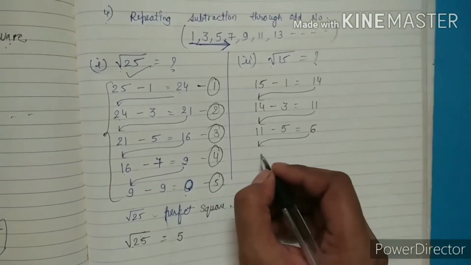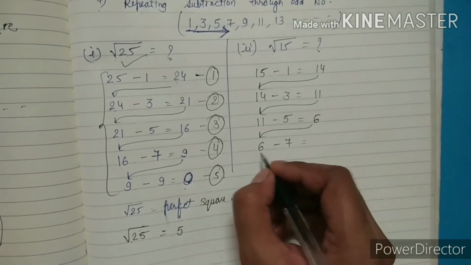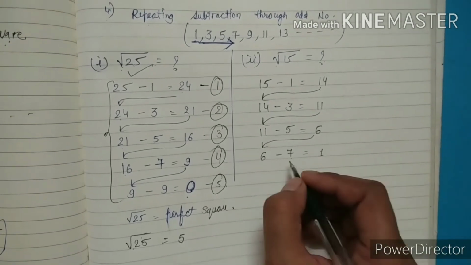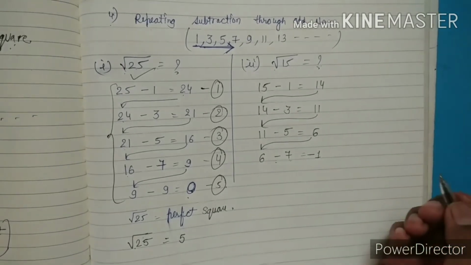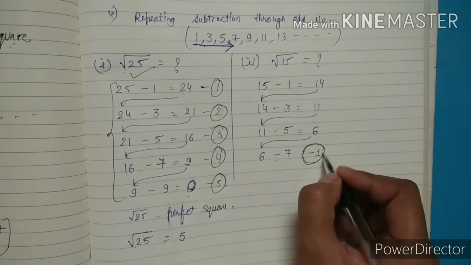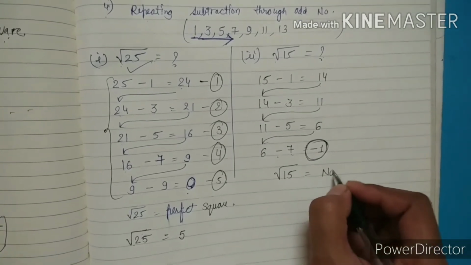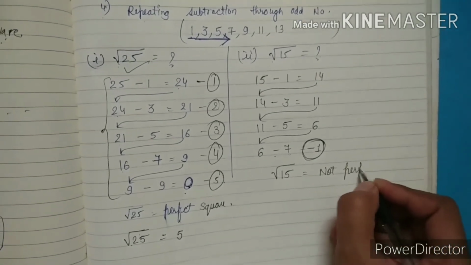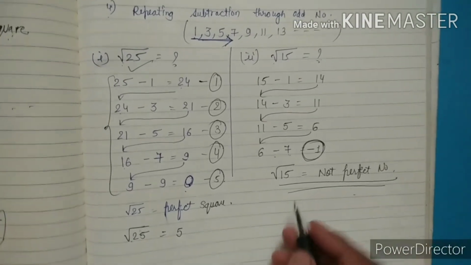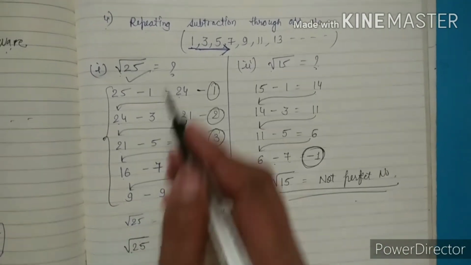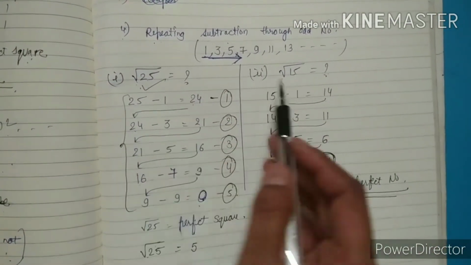6 will come here. 6 minus the next odd number: 6 minus 7. The bigger number is 7, so the result is negative. We got a negative value. It means 15 is not a perfect square, so we can't take the value of under root 15. So by repeating subtraction through odd numbers, we can find the value of square roots.